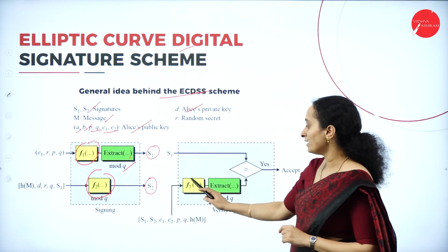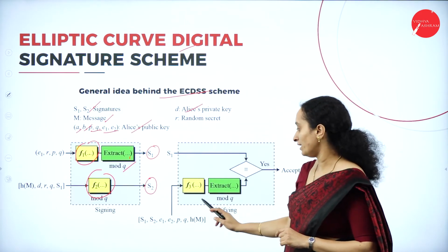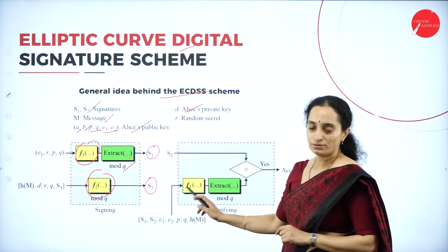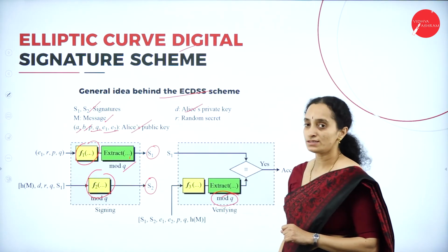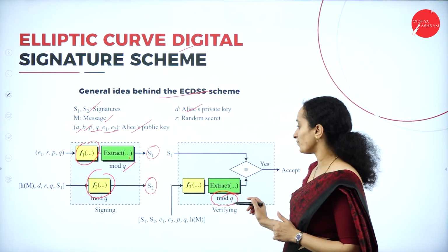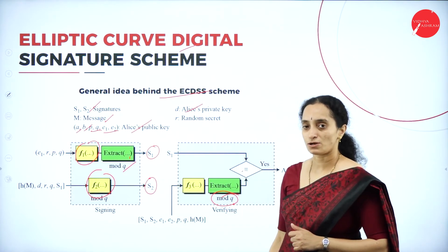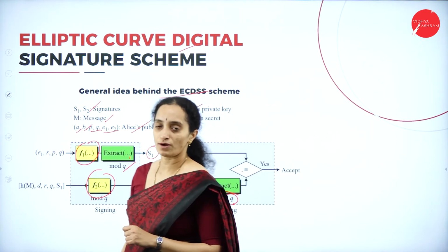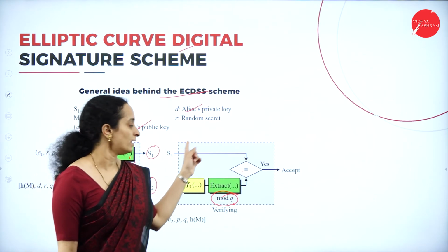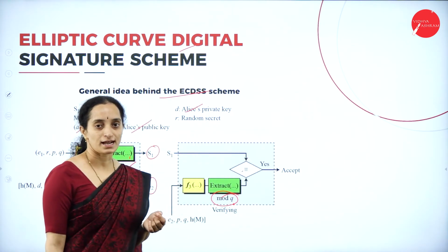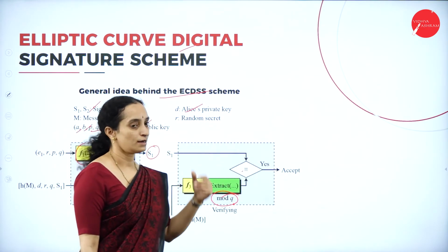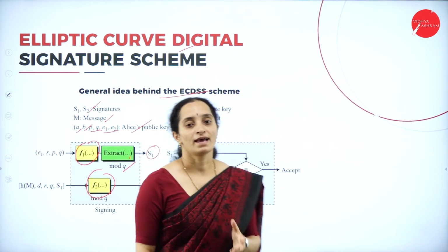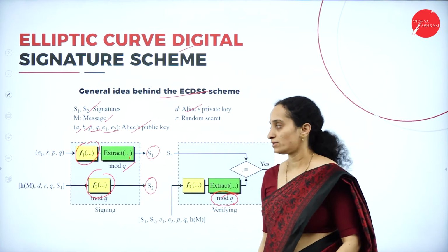Here we use the function F3. The extraction algorithm is used with modulo operation by Q, and the congruence operation is done on the two values, that is the signature 1 and the extracted value. When they are congruent, the message will be accepted, else the message will be rejected.